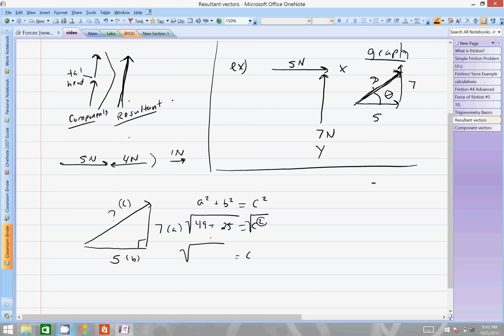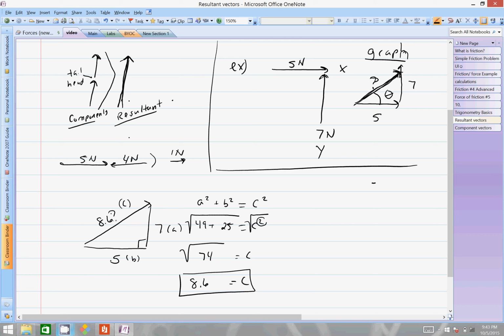Not a very difficult addition of 74. Now, if you want an exact answer, you could just leave that as the square root of 74. Or if you want a decimal version, then you would get about 8.6. C equals 8.6. I didn't give a unit here. If it was newtons, this would be in newtons. If it was a velocity, then it would be meters per second. So I've used two sides to find the third one, the resultant vector, which is 8.6.